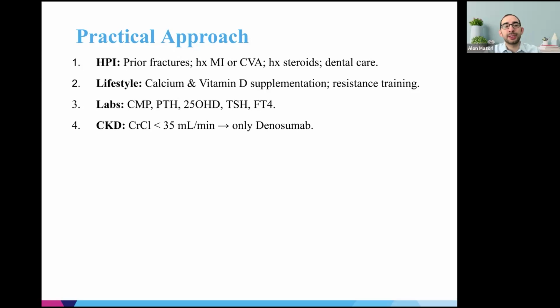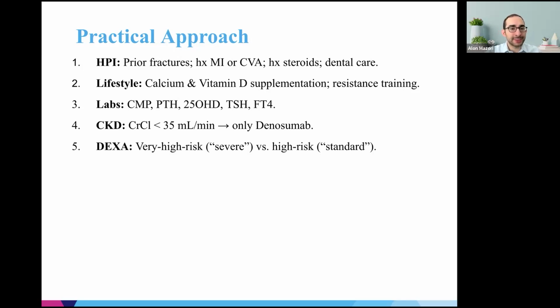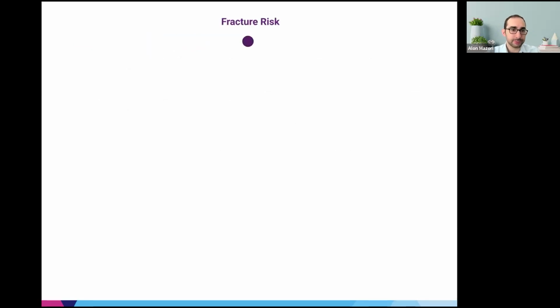Assess the degree of renal impairment, because if the creatinine clearance is below 35, our only anti-resorptive option is denosumab. Let's take a look at the bone density scan. Does the patient have very high risk or, quote, severe osteoporosis based off things like a T-score of minus 3.0? Or is it just high risk or just, quote, standard osteoporosis?